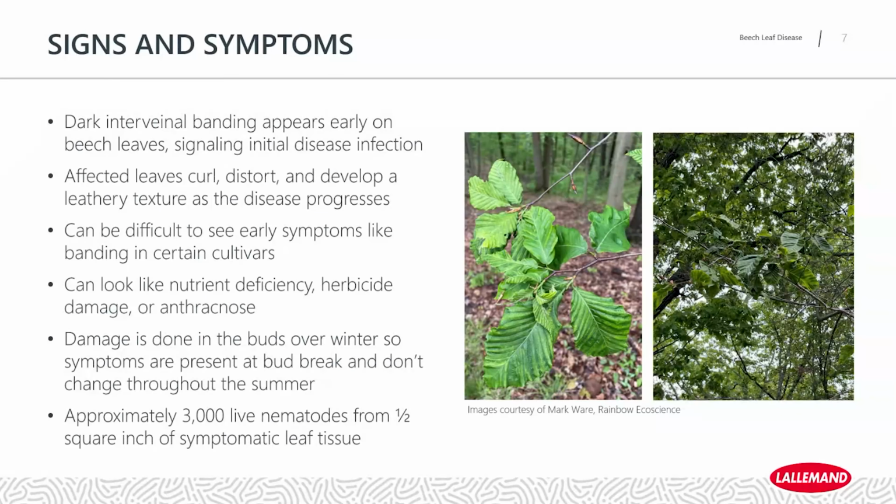And sometimes the early symptoms can be more difficult to see in certain cultivars compared to others. It can also sometimes be confused with things like a nutrient deficiency or herbicide damage. Sometimes even anthracnose looks similar. But one thing that's important to note, and I'll talk about it again when it comes to the management, is the fact that the damage is done in the buds over winter.